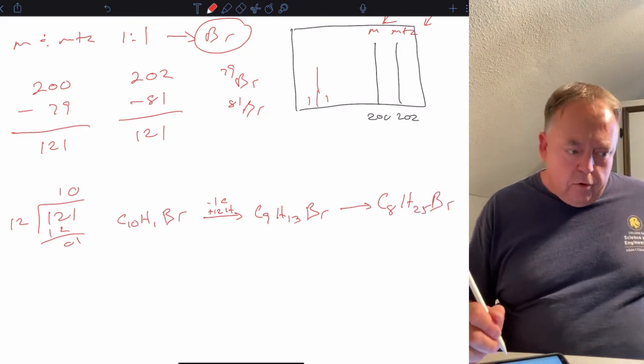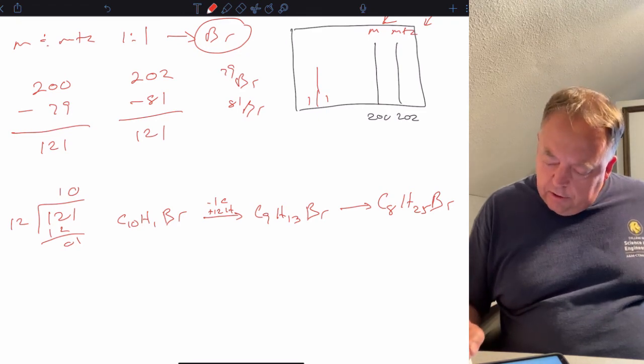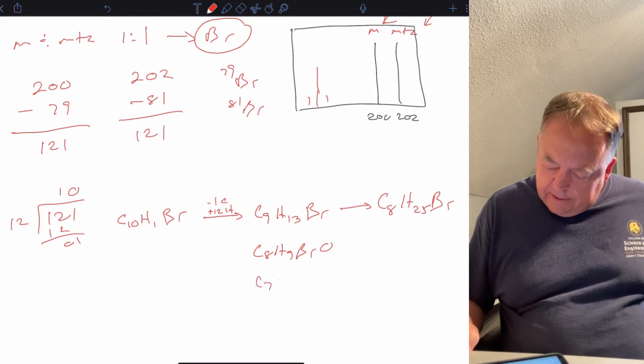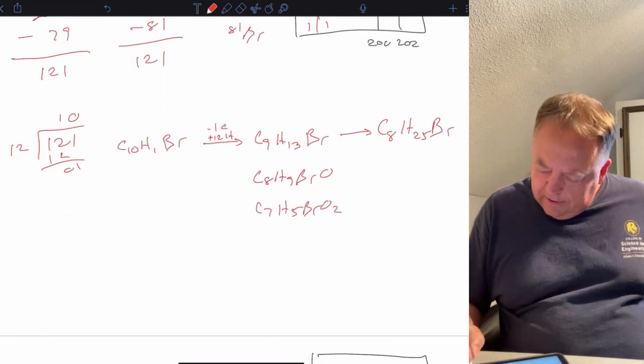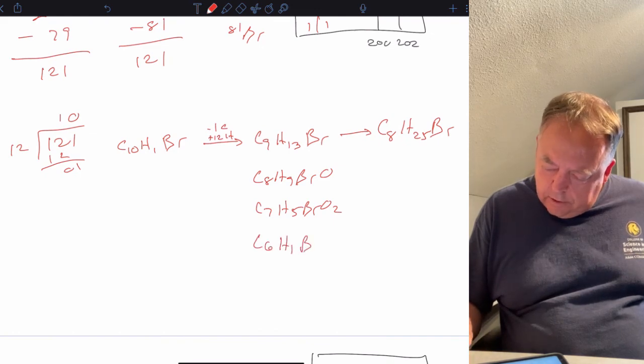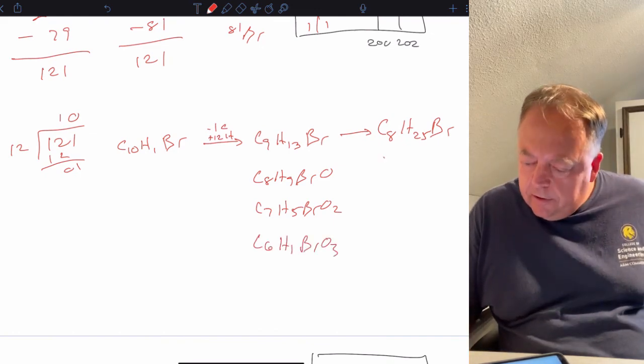And then go vertical to get formulas with oxygen. So C8H9BrO, C7H5BrO2, C6H1BrO3, and same thing here.